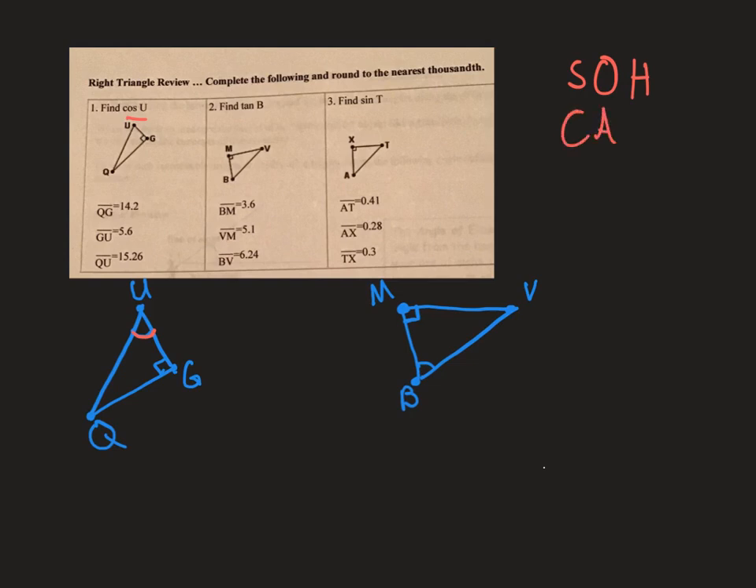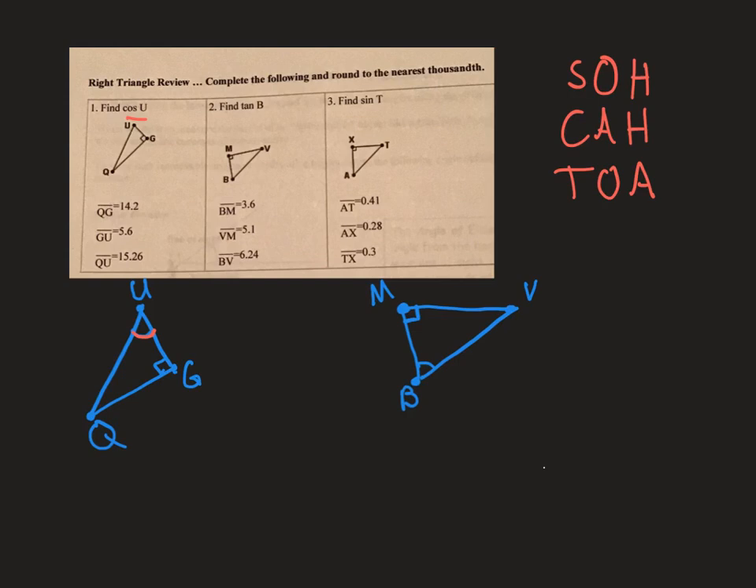SOHCAHTOA. SOH means for sine, you need to look at the opposite and the hypotenuse. CAH is cosine, you need to look at the adjacent and the hypotenuse. And TOA, you need to look at the opposite and the adjacent.